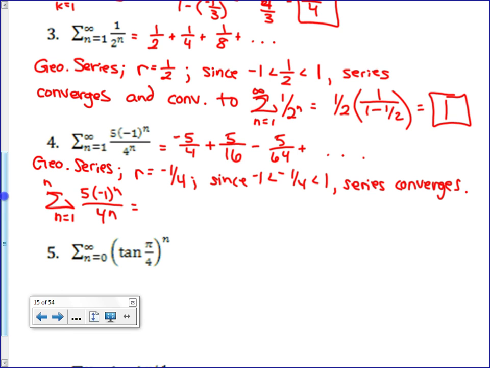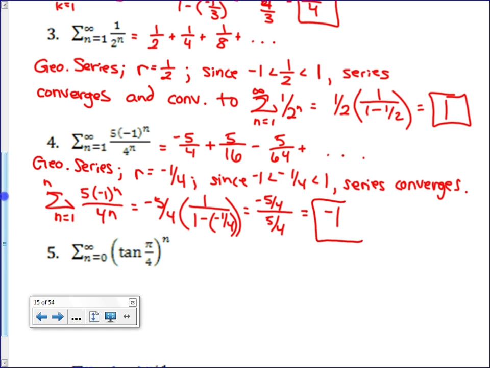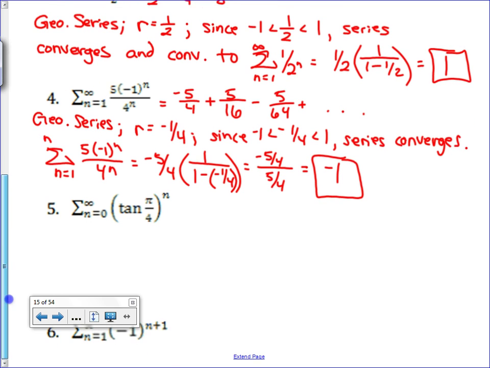a sub 1 times 1 over 1 minus, another parenthesis, right? 1 minus negative 1/4, positive 5/4. So negative 5/4 over positive 5/4 converges to negative 1. The sum converges to negative 1. Does that work? Can we do one more?